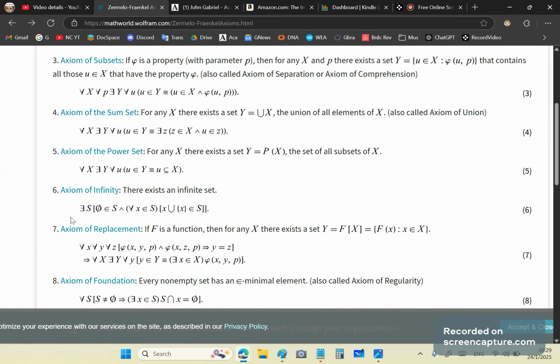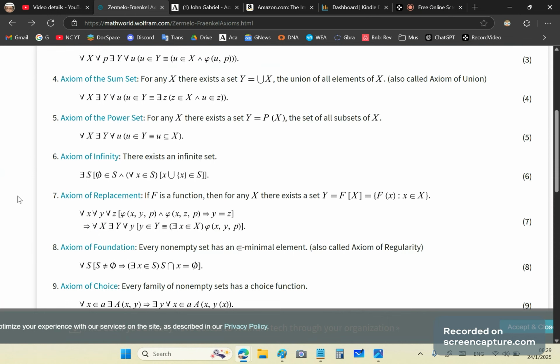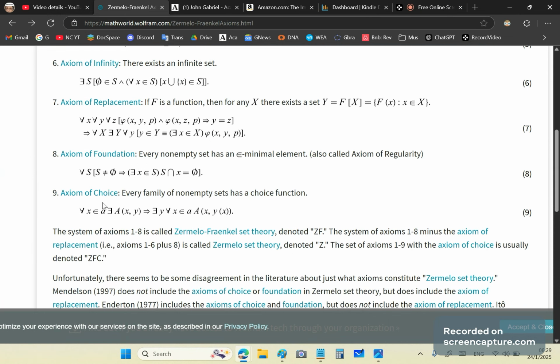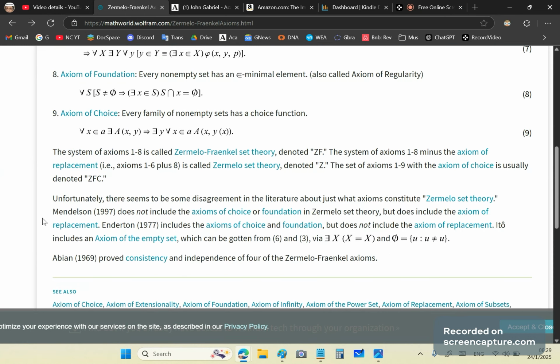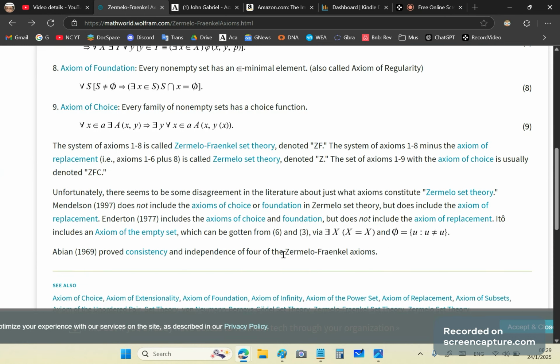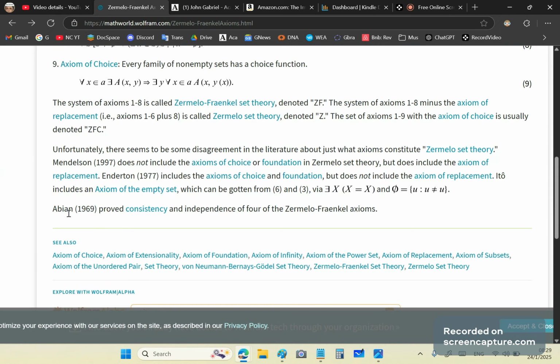Number 6 says there exists an infinite set. That's total BS. There isn't anything like an infinite set. And also, this axiom of choice is also problematic. So these theorems, don't be fooled when you read things like Abian proved consistency and independence of 4 of the Zermelo.